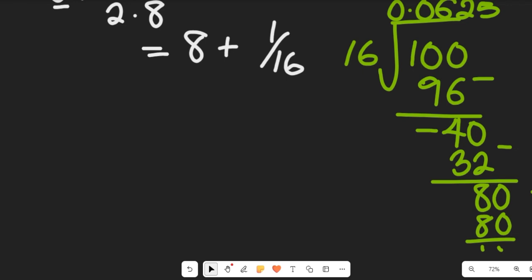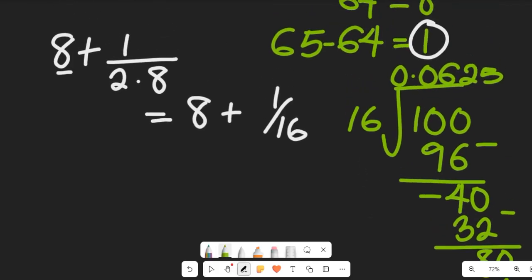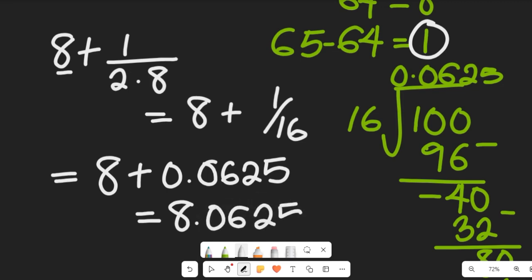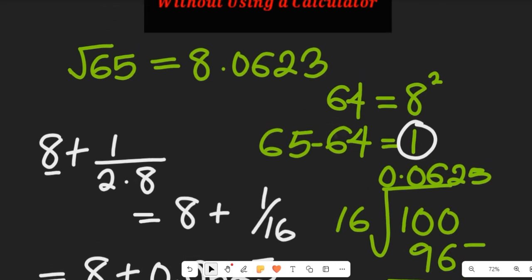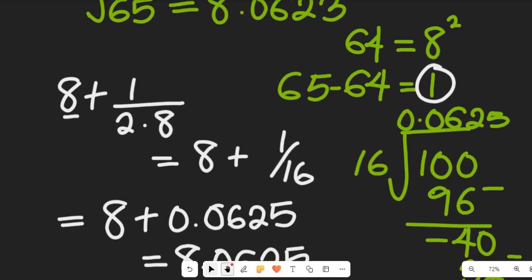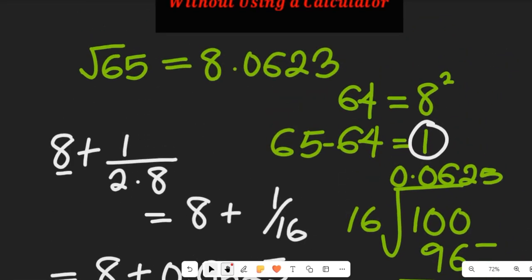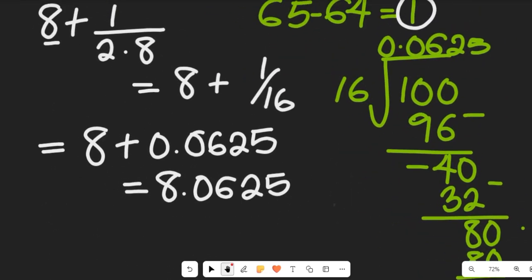So that expression becomes 8 plus 0.0625. So what do we have here? This now gives us 8.0625. And if you take the approximate value of this, you see that it is very close to the value you got when you used a calculator. So that means this is perfectly done.